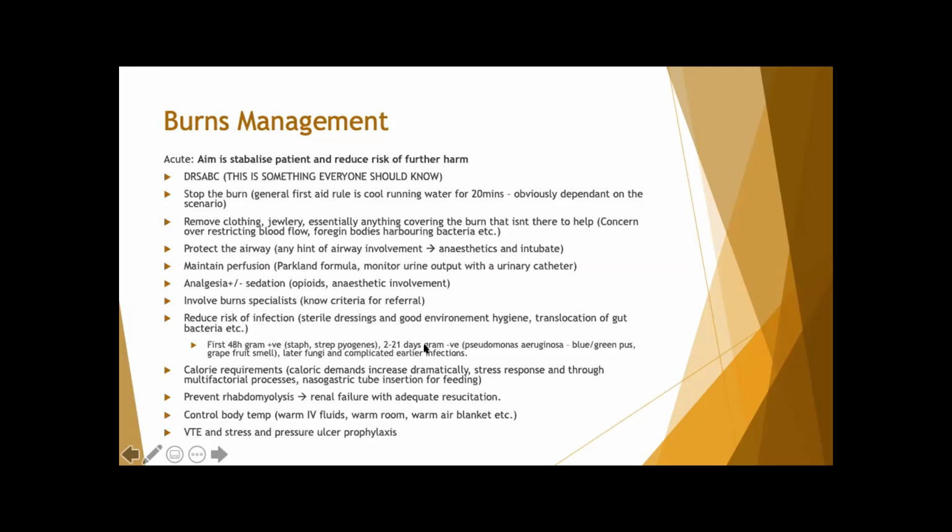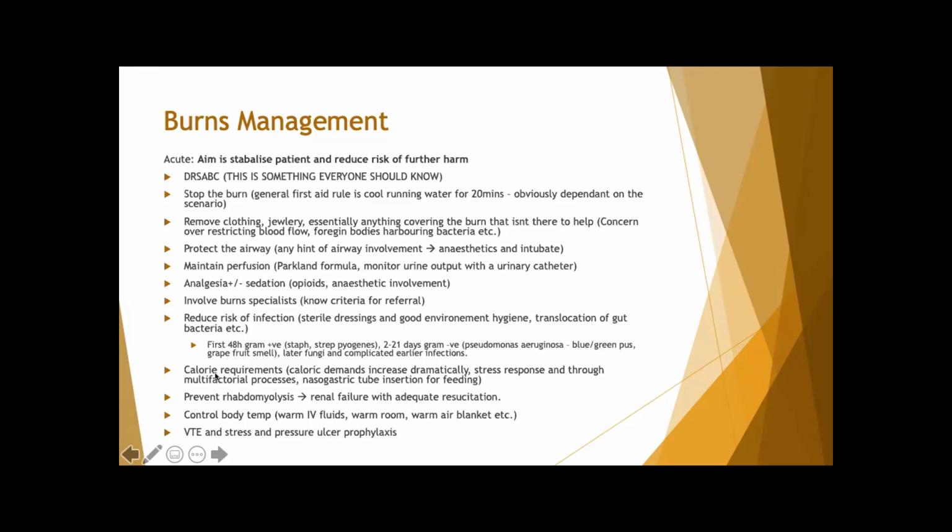From days 2 to 21, you start to see gram-negative bacteria. A particular one that's mentioned often is Pseudomonas aeruginosa. A key with it is that it's often described to have blue-green pus and a grapefruit smell. Though I do remember a lecturer saying it was more of a caramel smell, but essentially a sweet smell. And then later down the track, you start to think of your fungi and complicated earlier infections.